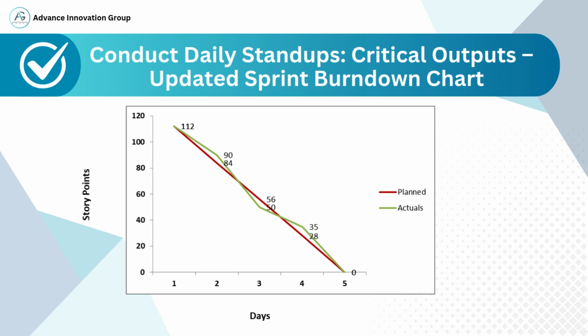Day 1, 112 points. Day 2, 90 points. Day 3, 84 points. Day 4, 56 points, then 50 points. Day 5, 35 points, then 28 points, and finally 0 points. The chart helps to track if the team is following the planned trajectory, identify deviations early so corrective actions can be taken, and promote transparency and collaboration during daily stand-ups. Overall, this burn-down chart shows that the team was largely aligned with the plan, with some minor deviations that were adjusted as the sprint progressed.